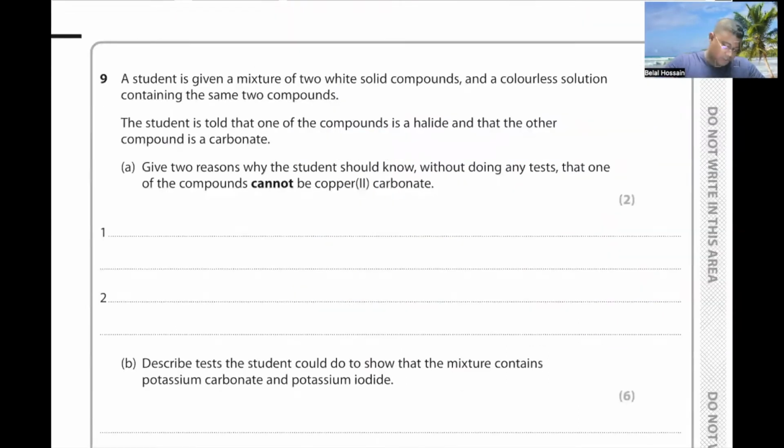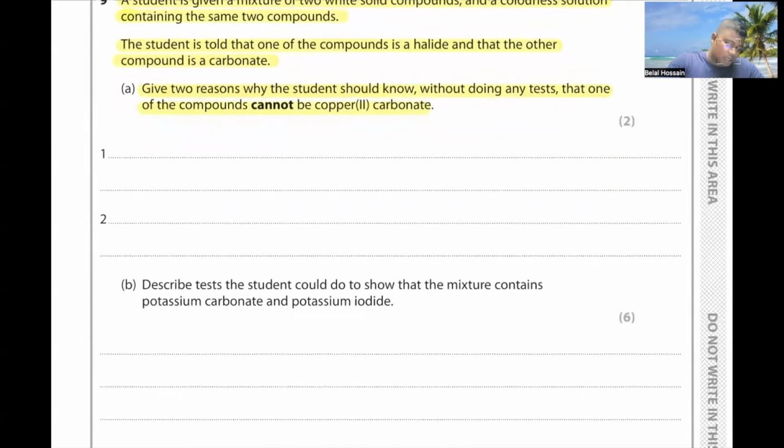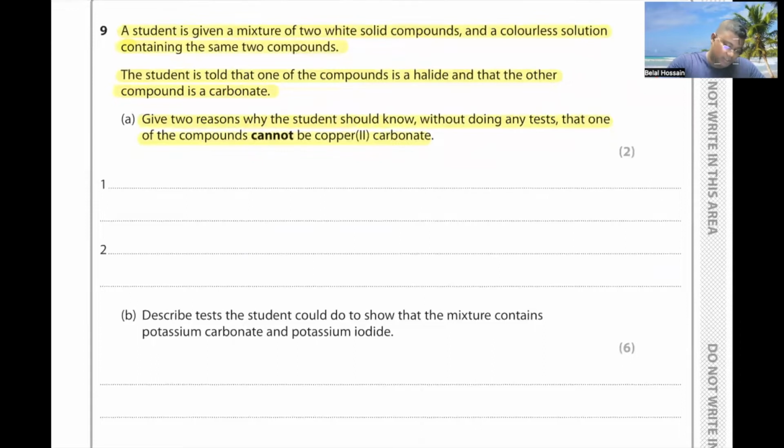Question number 9. A student is given a mixture of two white solid compounds and a colorless solution containing the same two compounds. The student is told that one of the compounds is a halide and the other compound is a carbonate. Give two reasons why the student should know without doing any test that one of the compounds cannot be copper 2 carbonate. Copper 2 carbonate is insoluble. So that's one thing. Second thing is, copper 2 carbonate is green in color. It cannot be a colorless solution.